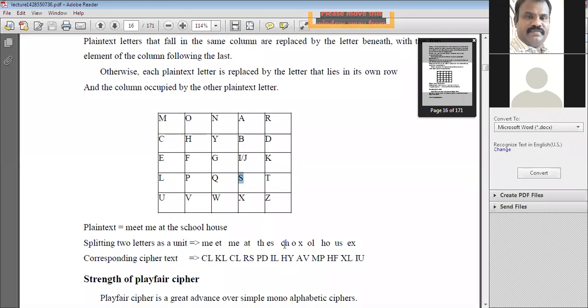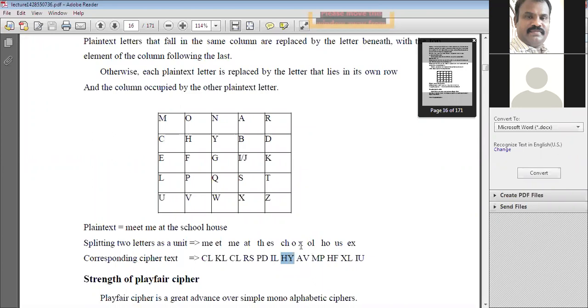Next, CH. This is the C, this is the H. Both letters are in the same row. In that case, you replace the C character with the H, and the H character you replace with the Y. So in the place of C, you replace with H, and H is replaced with Y. That is HY.